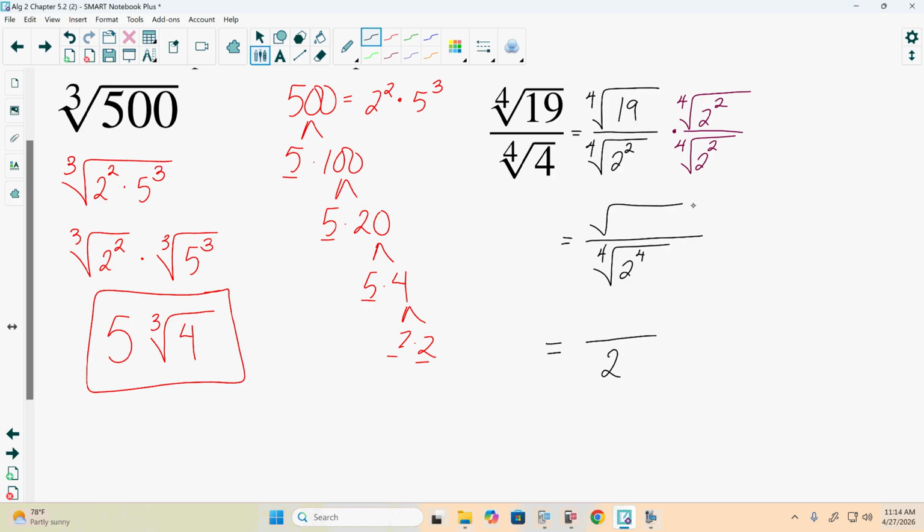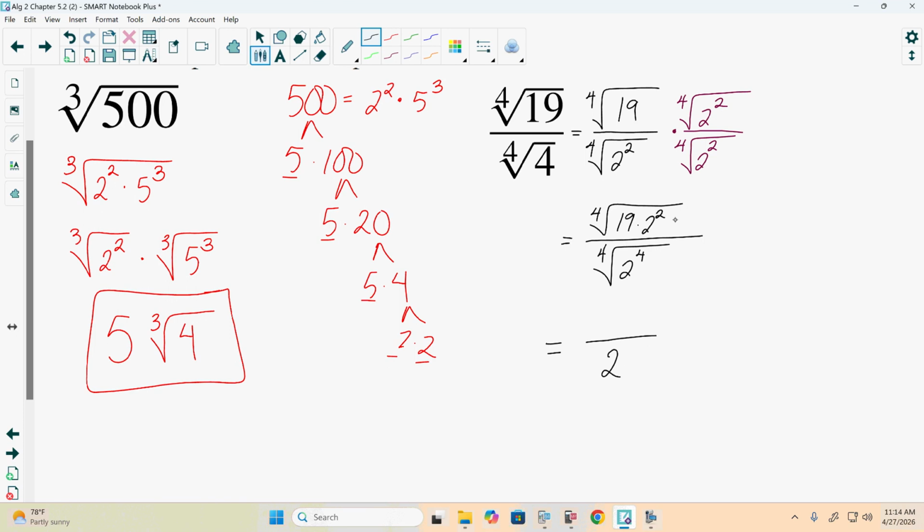In the numerator, we're still going to need to multiply our 19 and 2 squared. 19's prime. We don't have any common factors, because if we did, we would need to simplify those perfect nth roots out. Because if, say, 4 was a factor of 19, our 2 squared and 4 would give us 2 to the 4th, just like the denominator, and it would simplify.